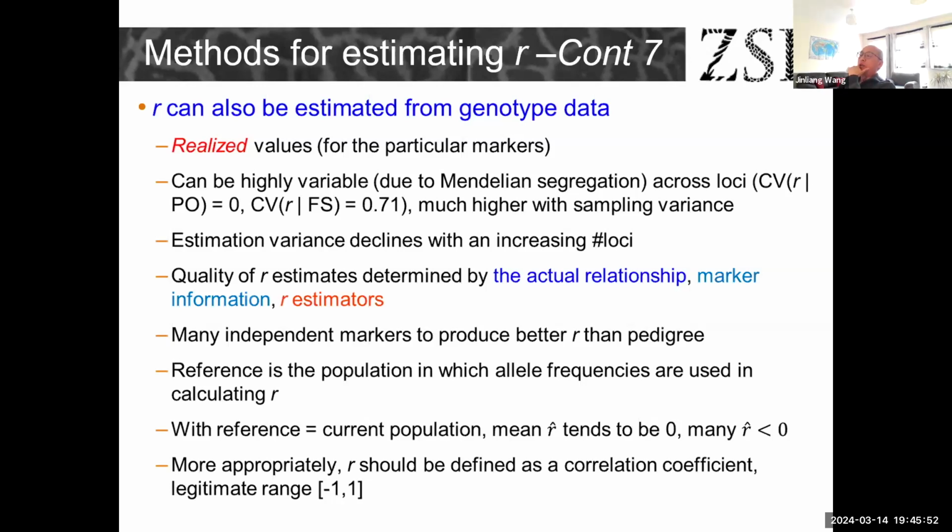And also by the relatedness estimators we use. Different estimators use different methodologies, and they tend to yield different variance of the estimates. That is the way we see one estimator is better than the other, because it is more accurate. It has a lower variance of the estimation. And anyway, we need many independent markers to produce a better estimate than a pedigree-based estimate.